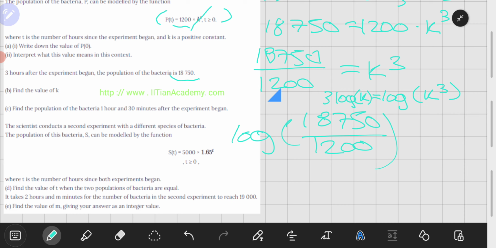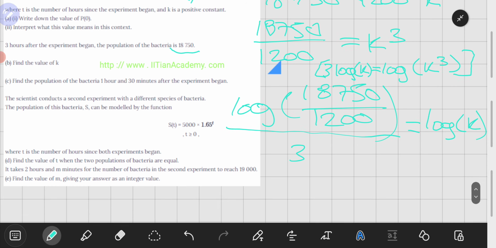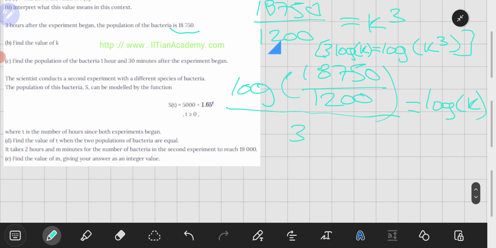So instead of going through all the tedious steps, by me having explained that, we can say that log of 18,750 over 1200, we have to divide by 3. This will be equal to log K. Okay, and then when we compute, we will find that K is equal to 2.5, okay? All right, so that's our answer to question B.